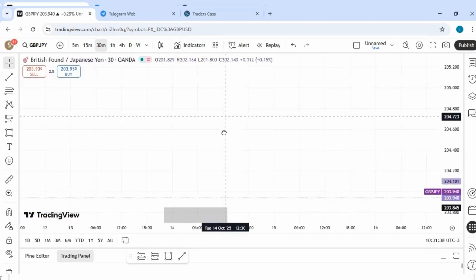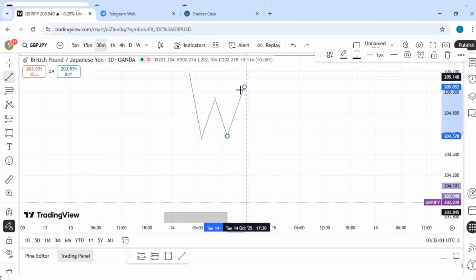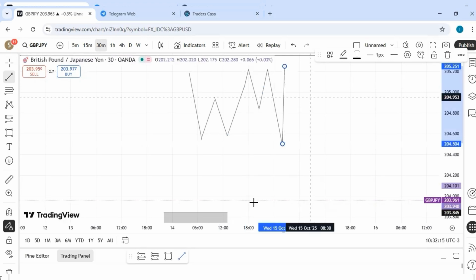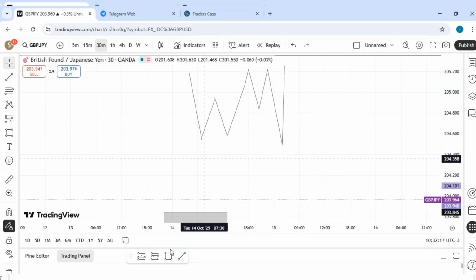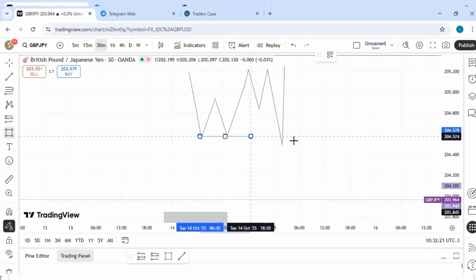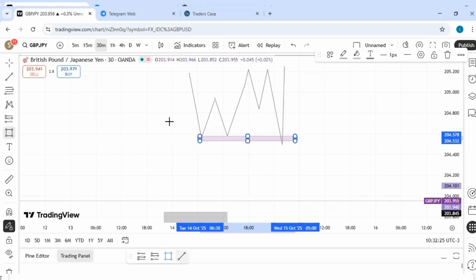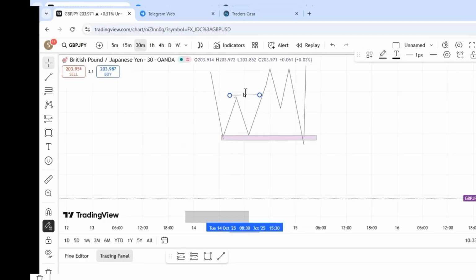Okay, let me draw something. Let's draw. So this is my order block. This is BOS, break of structure, and this is my liquidity. Price will clear me out from here.